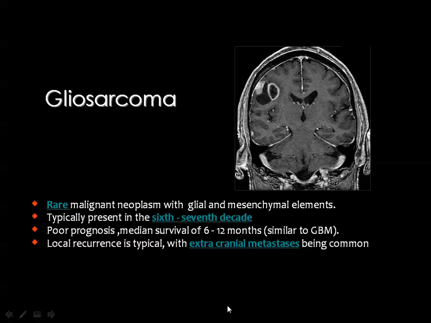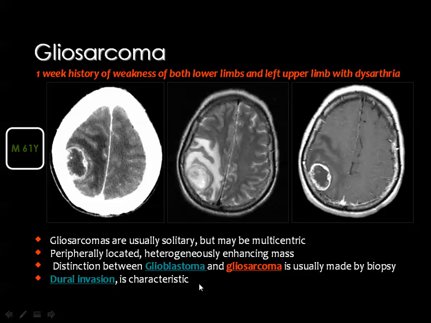Then the gliosarcoma is a rare malignant neoplasm of glial and mesenchymal elements. It has both components, and this tumor typically presents in old age, the 6th and 7th decade. It has a poor prognosis, and one of the characters is that the lesion invades the meninges and maybe the calvarium, and it shows, of course, local recurrence after excision, with extracranial metastases commonly seen with this type of tumor.